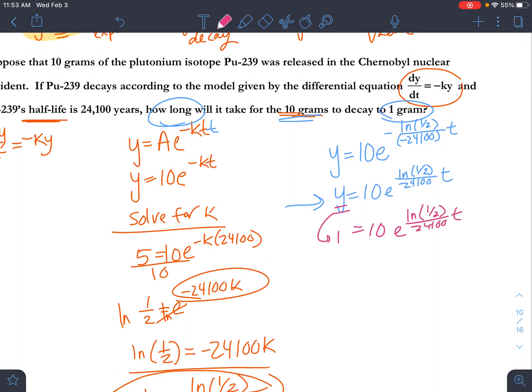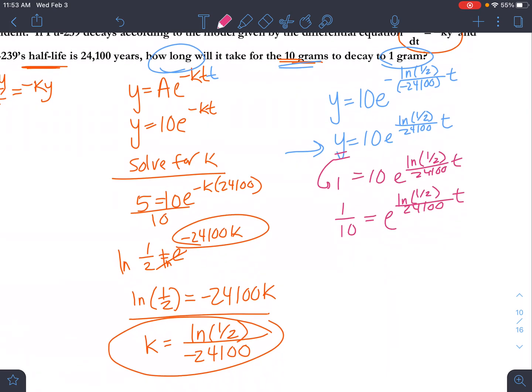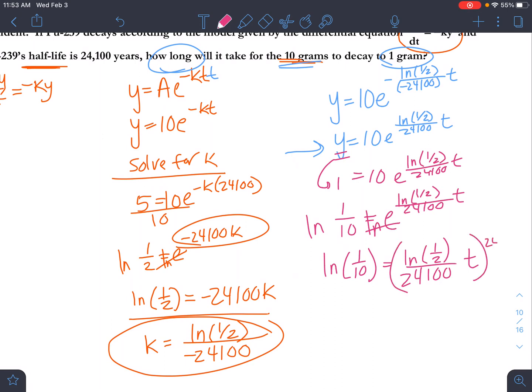All right, so we would divide by 10. 1/10 equals e to the natural log of 1/2 over 24,100 t. Just carry around that fraction forever there. And last step here would be we could take the natural log of both sides again. Natural log of e cancels. So I get natural log of 1/10 equals the natural log of 1/2 over 24,100 times t. To get rid of this, we could just multiply by the reciprocal. Algebraically, that will cancel, right? So that's what we're multiplying this side by.